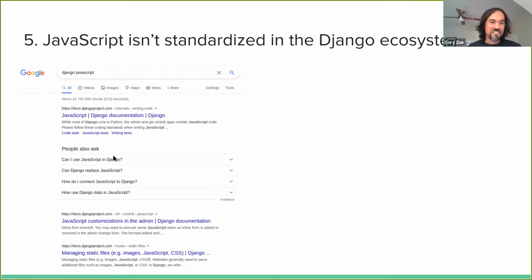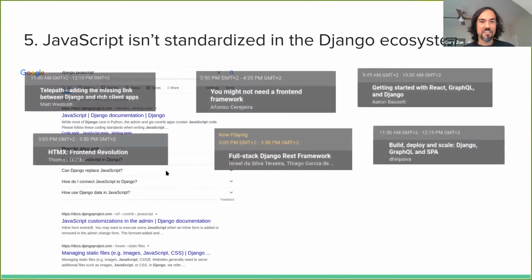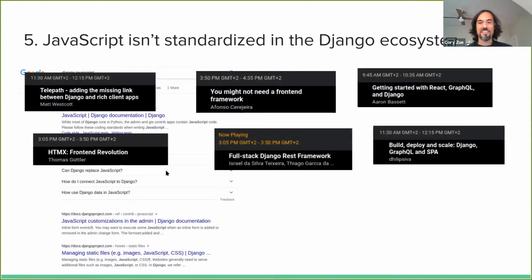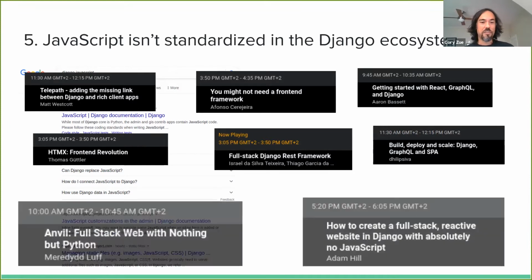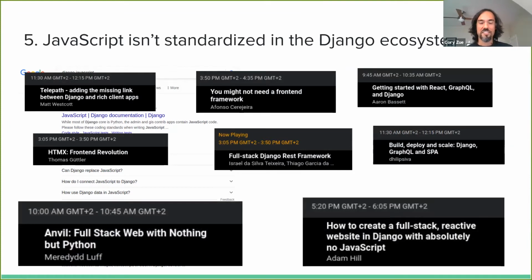You can also see these questions like, can I use JavaScript in Django, which I found funny, or how do I connect JavaScript to Django? And yesterday I was looking at the conference schedule, and I think I counted at least 6 talks, not including this one, just with people with different ways of using Django with JavaScript. There's also at least 2 talks that are kind of like, here's how to use Django without JavaScript entirely.